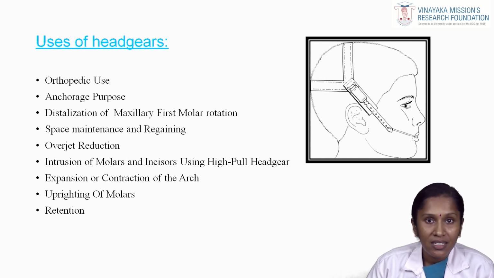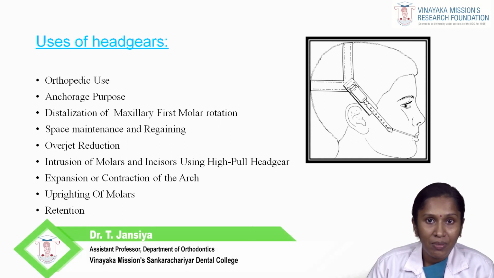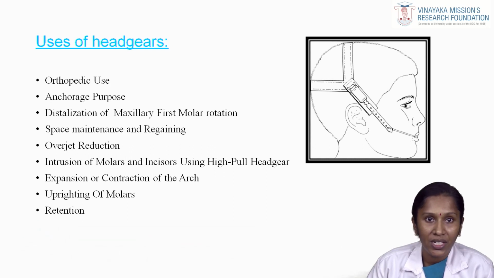We can use it for distalization of the maxillary first molar and rotation. Also, unilateral distalization of molars can be achieved using extraoral force by varying the length of the outer bow. The larger force is applied on the side of the longer bow. It can be used in asymmetrical headgears for the above purpose, or generally cervical or a combination of both headgears. We can also use it for space maintenance and regaining.